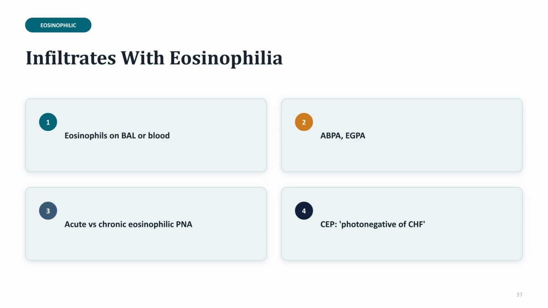One more bucket. Pulmonary infiltrates with eosinophilia. Here the lavage or the blood is rich in eosinophils. Causes include allergic bronchopulmonary aspergillosis and eosinophilic granulomatosis with polyangiitis. Acute eosinophilic pneumonia is a fulminant febrile illness. Chronic eosinophilic pneumonia has a memorable sign: peripheral infiltrates that look like the photographic negative of heart failure. Most of these melt away with corticosteroids.